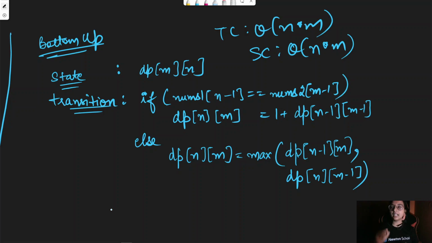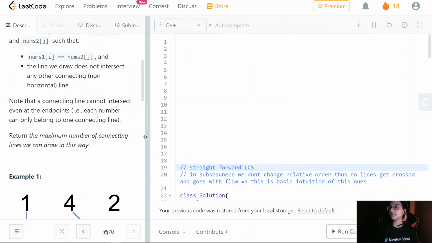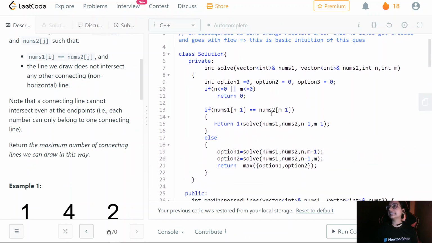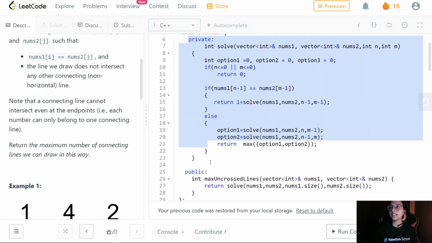Now comes the part about the code walkthrough. Let me show you the code, because that is also important. Without that, the question is incomplete. So here comes the part for coding, and here this is. First is this one, which is our recursive solution.